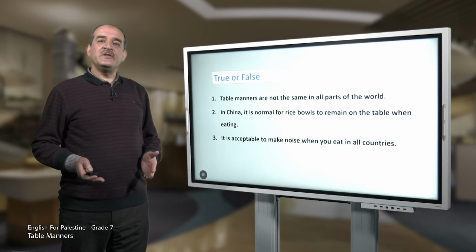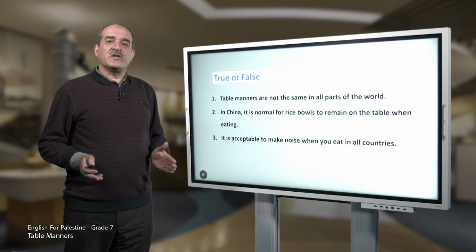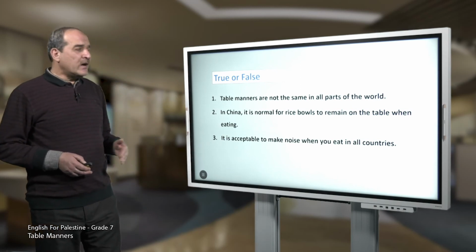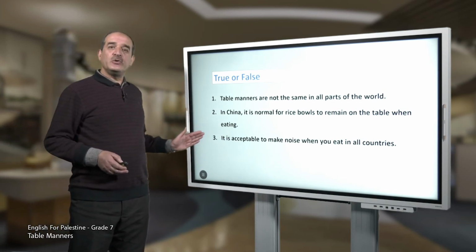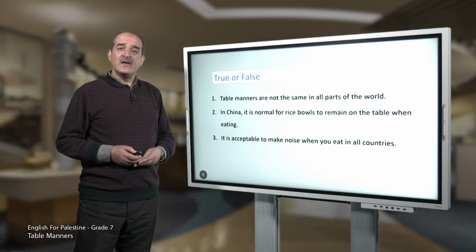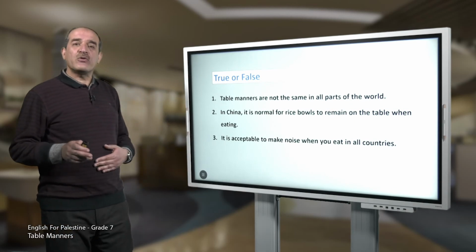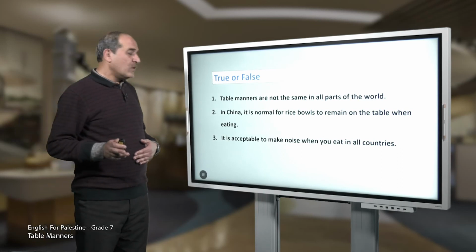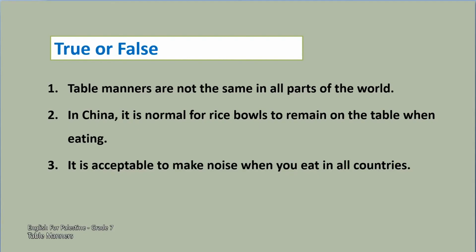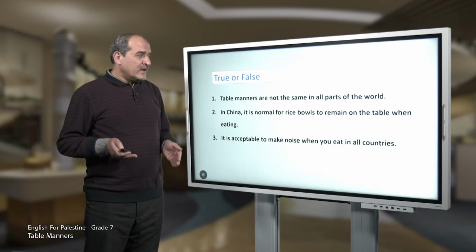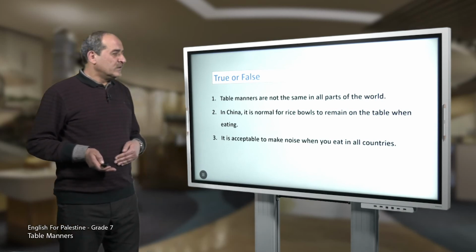Now, we have two different types of questions, true or false, and detailed questions. Here, we have 3 sentences. Could you please read these sentences with me and decide whether they are true or false, and then you can correct the false ones. 1. Table manners are not the same in all parts of the world. What do you think? True. Table manners are different in all parts of the world.